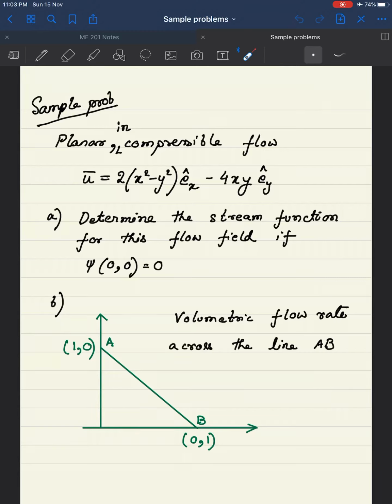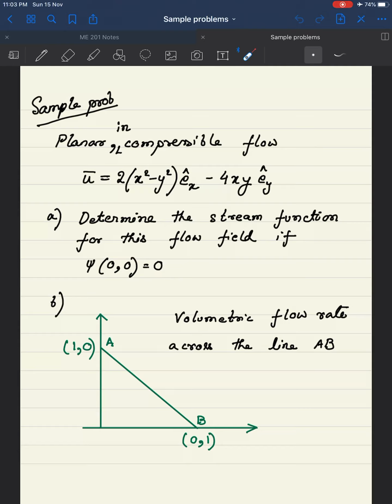So in this portion, we are going to look at a couple of sample problems. The first sample problem concerns planar incompressible flow, where the form of the velocity is given to you. It's a two-dimensional flow, and this is the first term and this is the second. What you're being asked is to determine the stream function for this flow field if psi at (0, 0) equals 0. Okay, so this is one more condition that is provided.